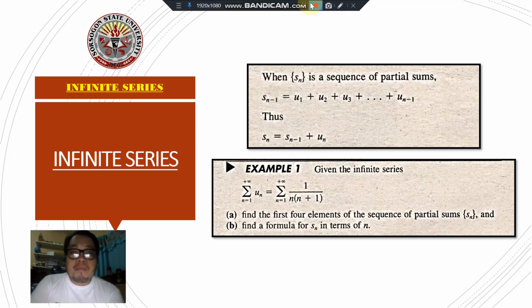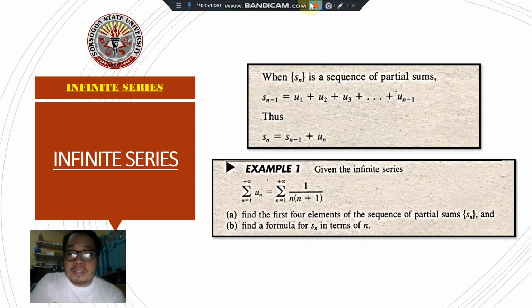Okay, so when S sub n is a sequence of partial sums, S sub n minus 1 is equal to U sub 1 plus U sub 2 plus U sub 3 plus up to U sub n minus 1. So we just replace n with n minus 1, so we should end up with U sub n minus 1 instead of U sub n, as the sequence of partial sums. Thus, S sub n is equal to S sub n minus 1 plus U sub n.